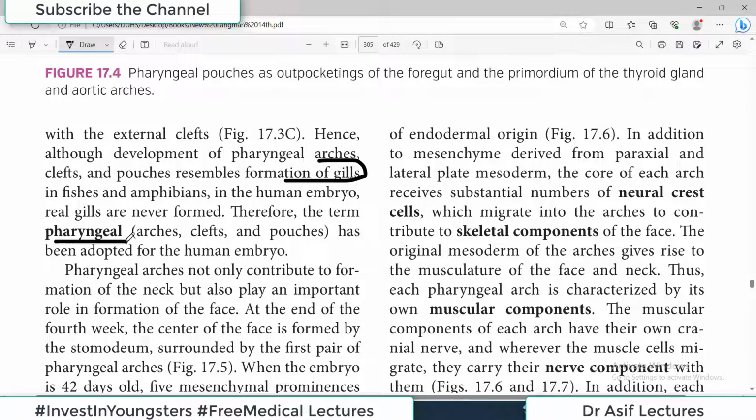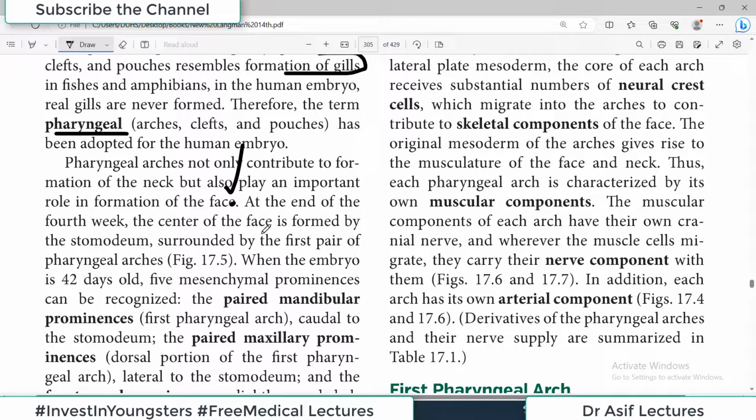The term pharyngeal arches in previous times was also known as branchial arches because of their resemblance with the gill development, but now this is called pharyngeal arch anyways. Now pharyngeal arches do not only contribute to formation of the neck but also play an important role in the formation of face structures. At the end of the 4th week, the center for the face is formed by the stomodeum, the oral opening, surrounded by the first pair of pharyngeal arches.